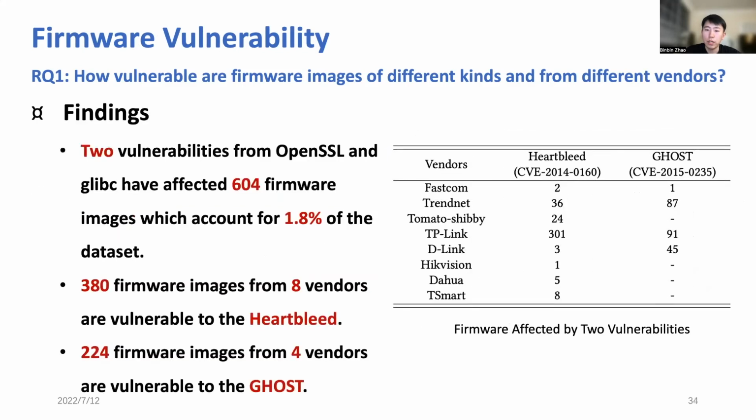We surprisingly find 2 vulnerabilities have affected 604 firmware images. 380 firmware images are vulnerable to Heartbleed, and 224 firmware images from 4 vendors are vulnerable to Ghost.